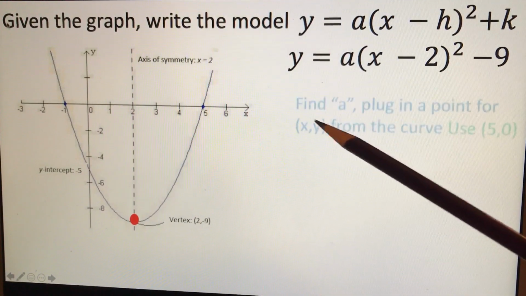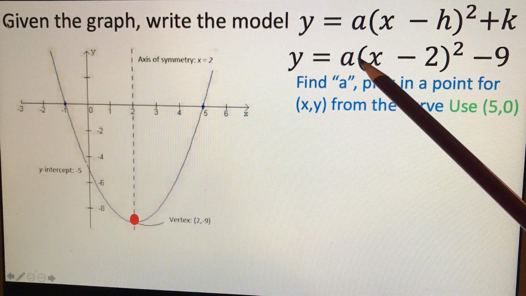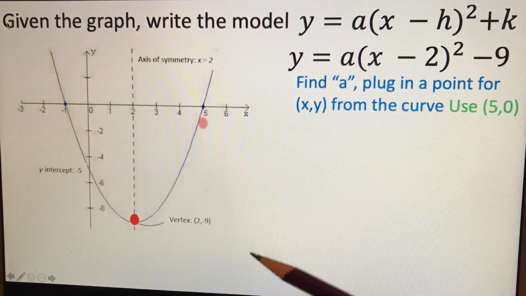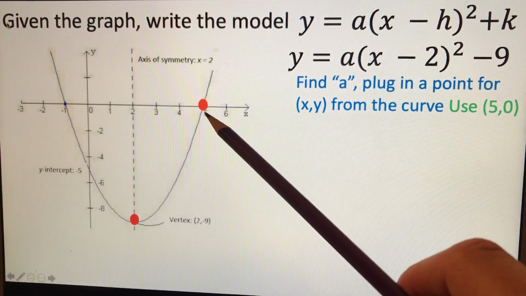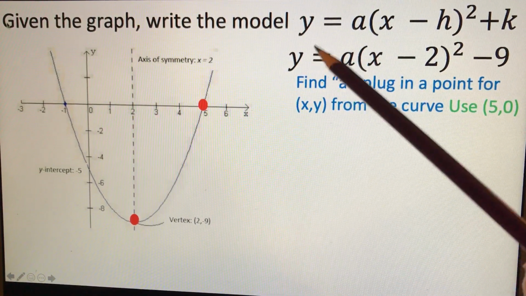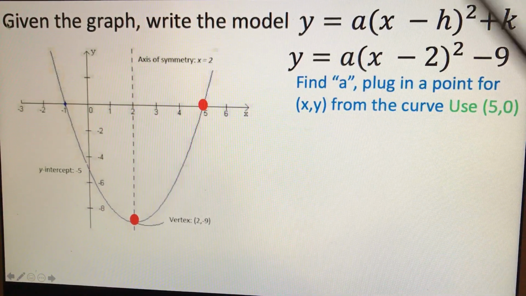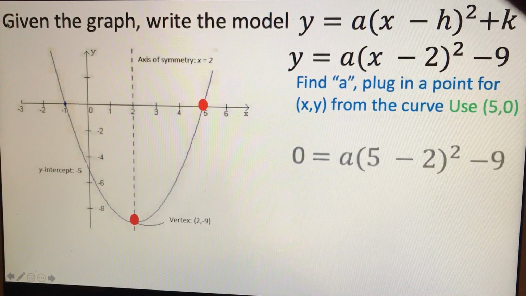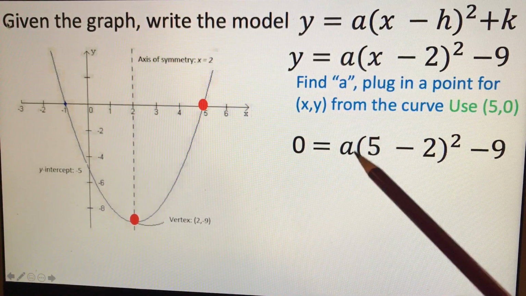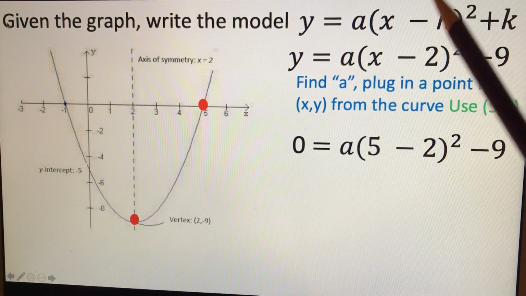Only the question is, I want to figure out what a is. And to do that, I'm just going to plug in one of the points that's already on the graph. So there's a point here at 5, 0. So I'm going to use 5, 0 and just plug it in, where x is 5 and y is 0. We've seen this technique before. X is 5, y is 0. Now I'm left with one equation and one variable, so I can solve.